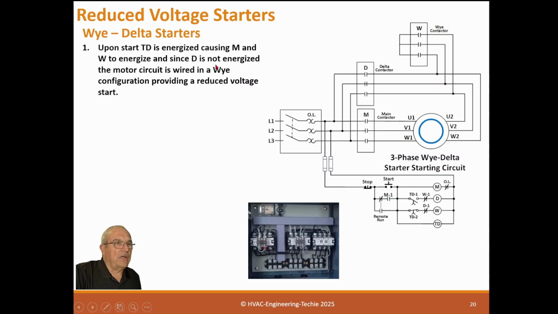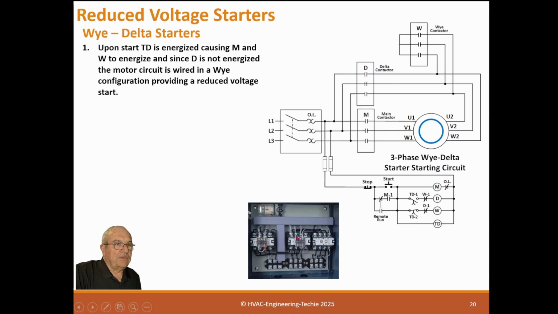So the main motor contactor comes on, and W energizes, causing M and W to both energize. So W energizes and M energizes, but D does not, through these switches over here. These are all contactors. You can see the 3 contactors here, and here's the time delay relay up here.